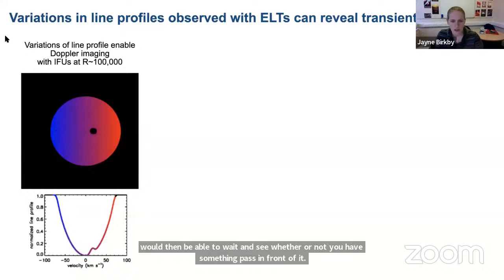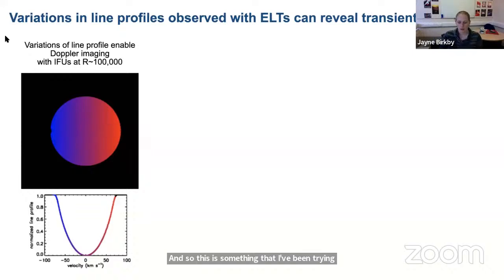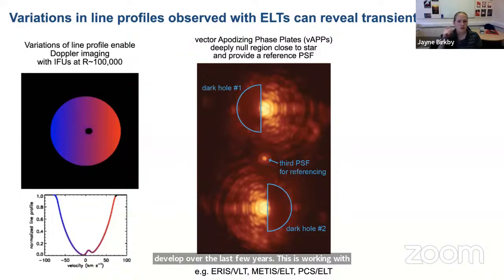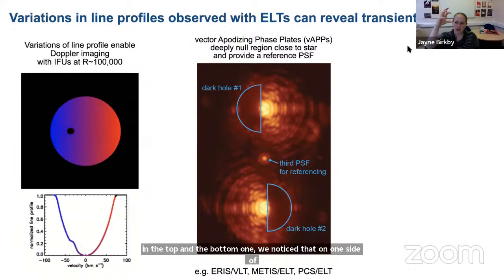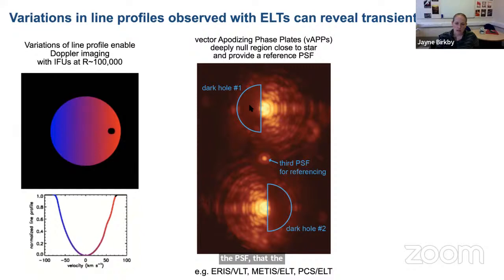And so this is something that I've been trying to develop over the last few years. This is working with Ben Sutcliffe, who was a student with me who's now in Edinburgh. And this is using vector apodizing phase plates. And these are tiny little optics that sit in your filter wheel that, through what seems like magic, but is actually very complex and very clever, delay pathways in your optics that actually generate you a point spread function of your star. So this image in the middle here, it's an image of one star, but you get 3 point spread functions. And in the top and the bottom one, we notice that on one side of the PSF, the starlight is very deeply nulled. And so if my planet was sitting in one of these dark holes, I would actually be able to isolate the planet from its host star.